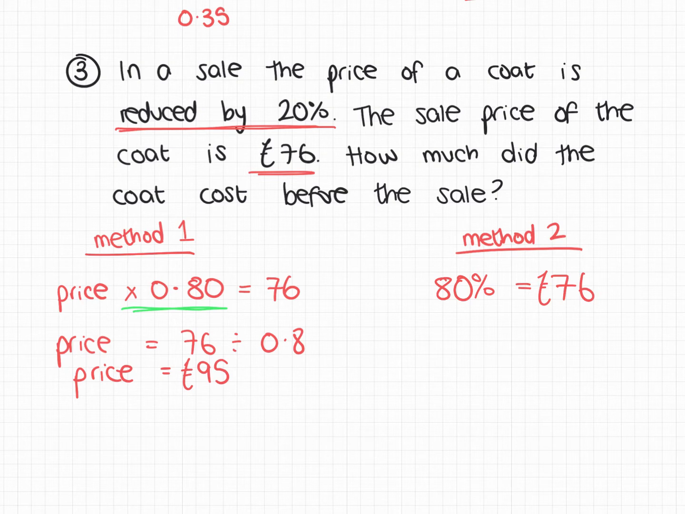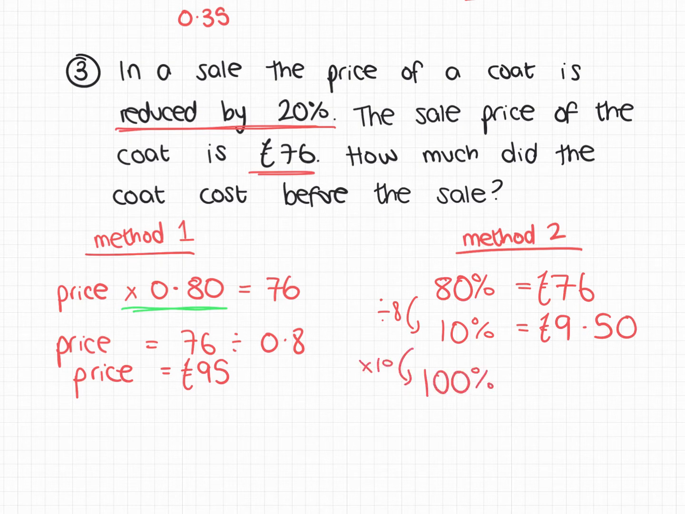So what I might do in this case is I might say, well, if 80% is 76, to get 10%, I just divide by 8. So I'm going to do 76 divided by 8, which is 9.5 or £9.50. And then your original price is 100%, so I'm going to times that by 10. That gives me £95.